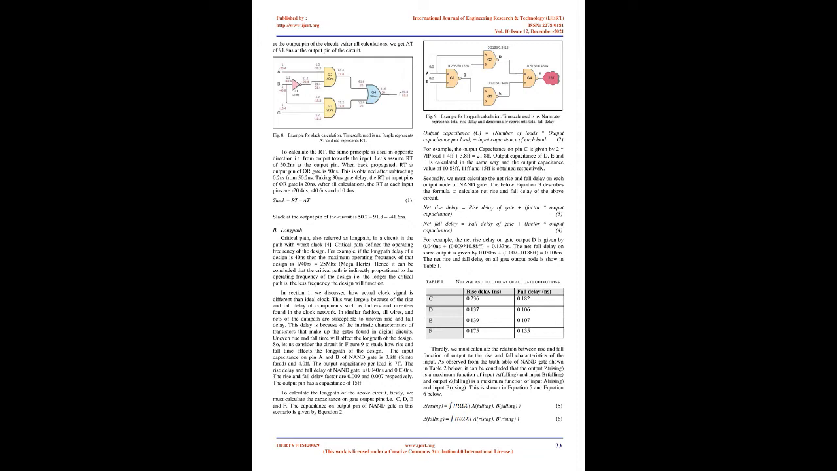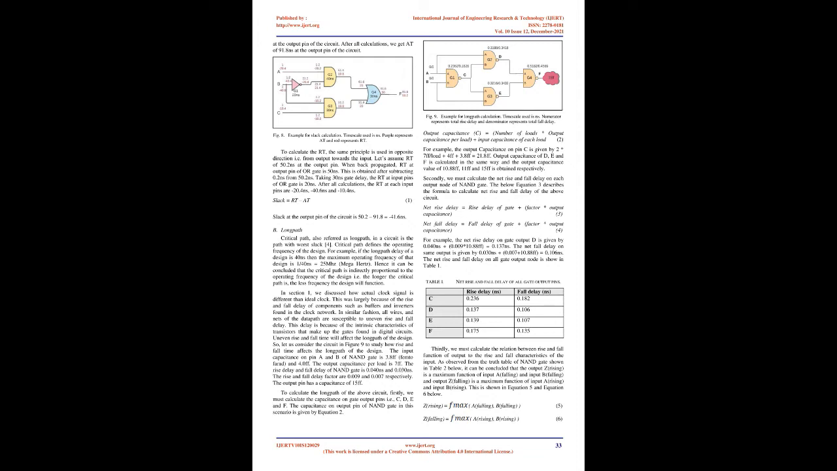The input capacitance on pin A and B of the NAND gate is 3.8 fF, femtofarad, and 4.0 fF. The output capacitance per load is 7 fF. The rise delay and fall delay of the NAND gate are 0.040 ns and 0.030 ns. The rise and fall delay factors are 0.009 and 0.007 respectively. The output pin has a capacitance of 15 fF.